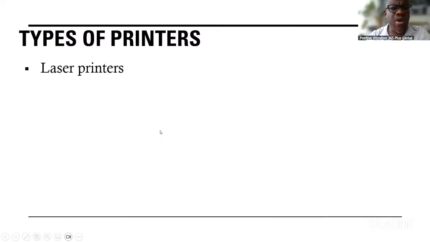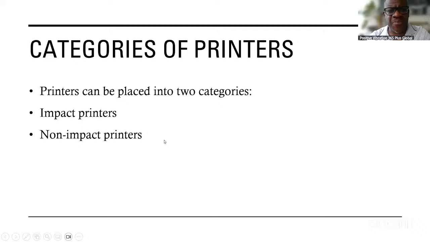Now, before we touch types of printers, I'm going to go over the categories of printers first. Your CXC paper wants you to know these two things: you have impact and you have non-impact. I wonder what you think is the difference between the two. Look at those two words and tell me. It has something to do with the relationship between the printer and the paper. Yes?